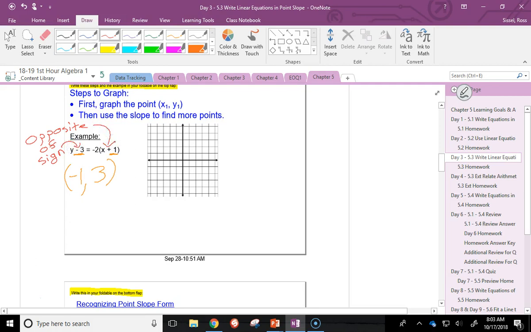So I'm going to go in and I'm going to find negative 1. So I go over 1 and I'm going to go up 3. 1, 2, 3. That's my first point that I can graph.